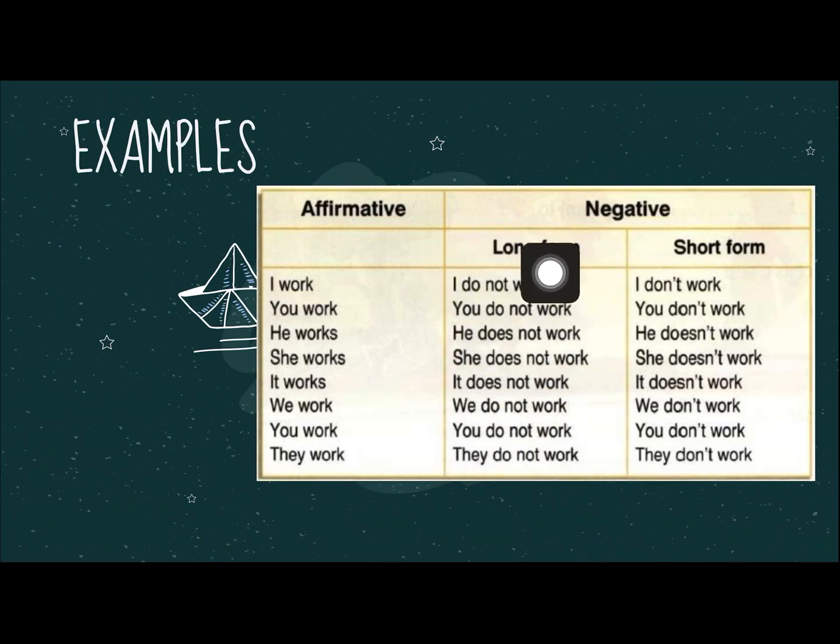That is the long form. Look at this. In the long form, we have I do not work. If you want to be shorter, you create I don't work. Good? That is a contraction. Those are the contractions of those different ways. For example, you work, you do not work, or you don't work, those are the same. He works, he does not work, or he doesn't work. Remember, that is negative and that is affirmative.